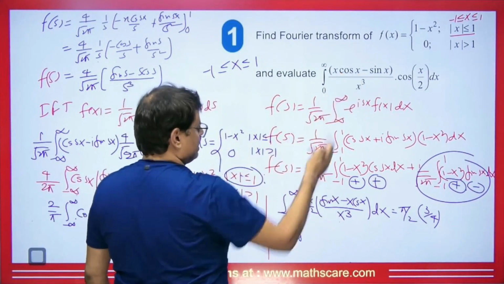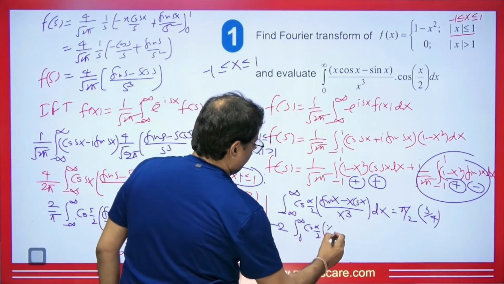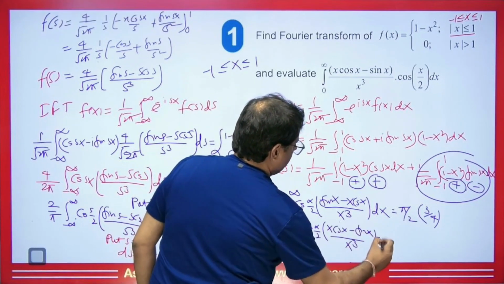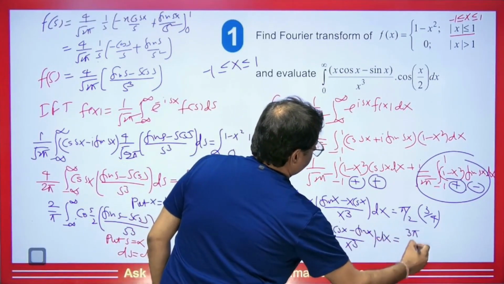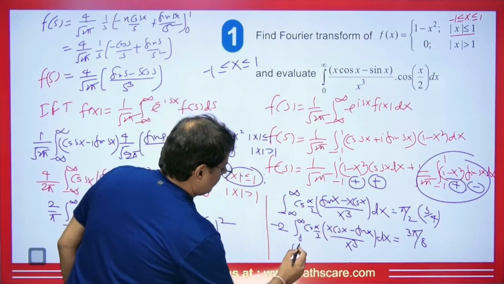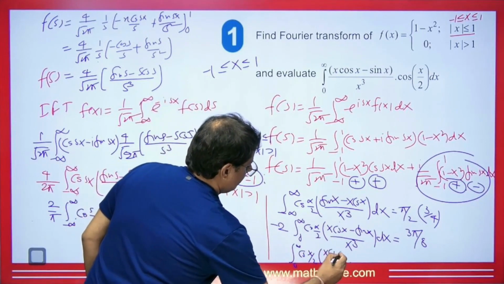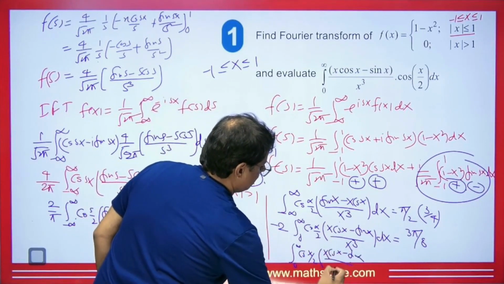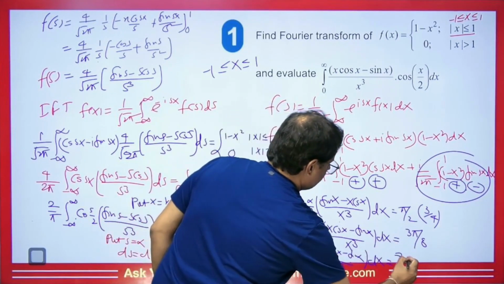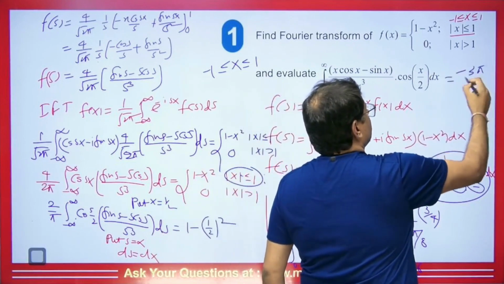Since x cos x is on the outside, I'll take the minus sign common. So students, this will be cos x by 2 and this will be (x cos x minus sin x) upon x cube dx, equal to 3 pi by 8, right? Now divide this by minus 2 as well. So if we divide it, it will be 0 to infinity, cos of x divided by 2, and here (x cos x minus sin x) divided by x cube multiplied by dx. And when this is divided by minus 2, its value will be 3 pi by 16, then we will get minus 3 pi by 16.